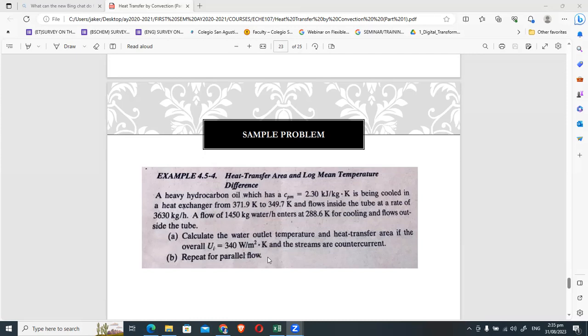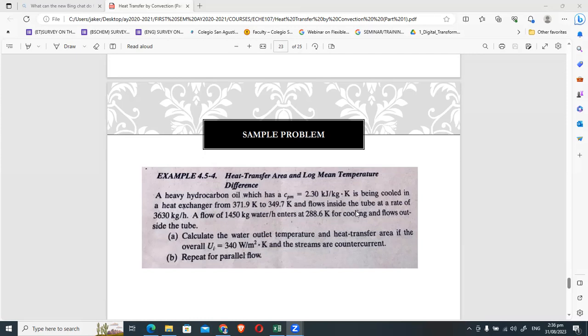Okay, so we have this very simple problem to illustrate the use of the formula that I shared to you a while ago. A heavy hydrocarbon oil, which has a Cp of 2.3 kilojoule per kilogram Kelvin, is being cooled in a heat exchanger from 371.9 Kelvin to 349 Kelvin and flows inside the tube at a rate of 3,630 kilograms per hour. So your heavy hydrocarbon oil is inside the smaller tube. A flow of 1,450 kilogram of water per hour enters at 288.6 Kelvin for cooling. So you have your cooling medium in the annular space in between the two pipes.